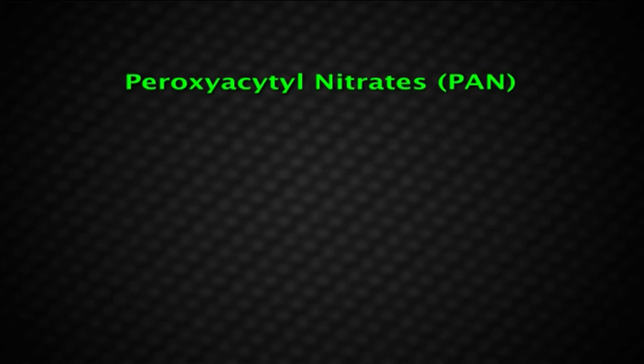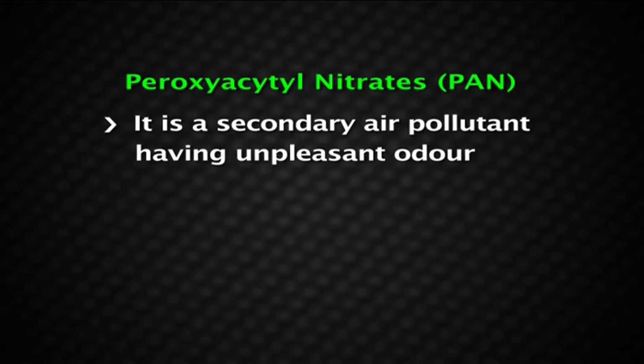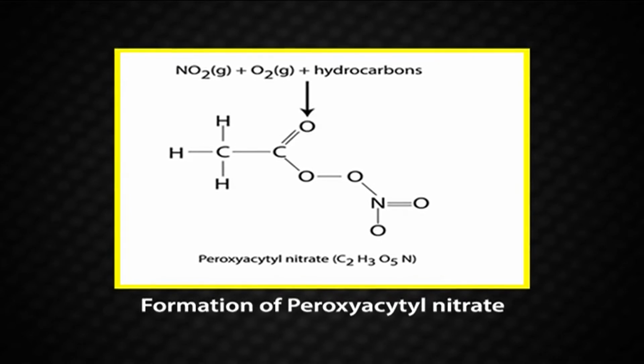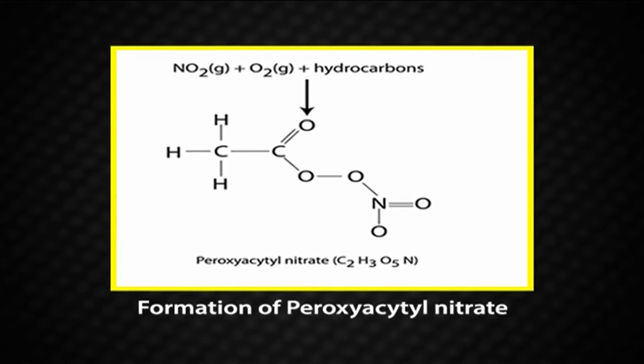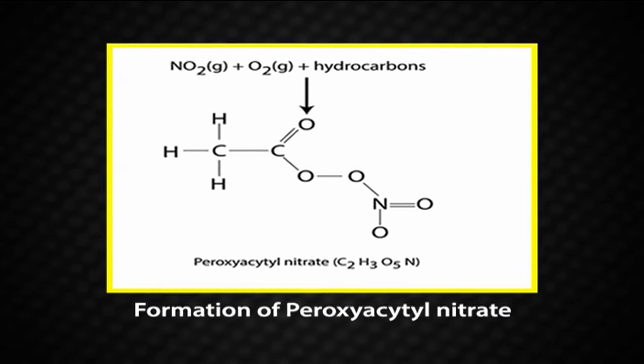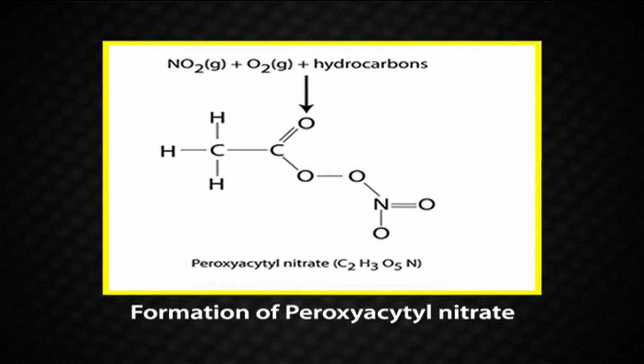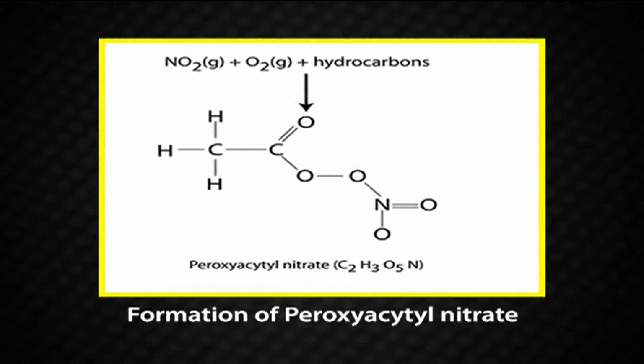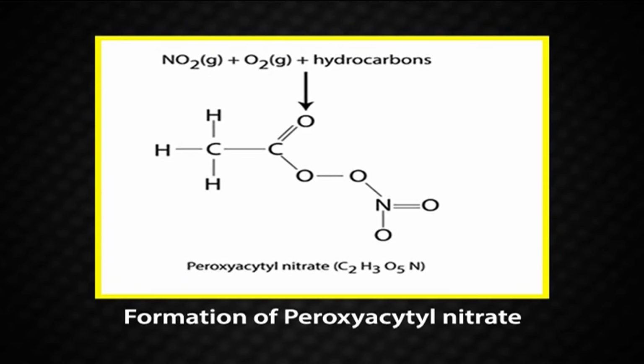Peroxyacetyl nitrates, referred to as PAN, is a secondary air pollutant having an unpleasant odor. PAN causes eye irritation and has a detrimental impact on lungs besides being highly toxic to plants. Nitrogen dioxide, oxygen and hydrocarbons from unburned petrol react in the presence of sunlight to produce peroxyacetyl nitrate.